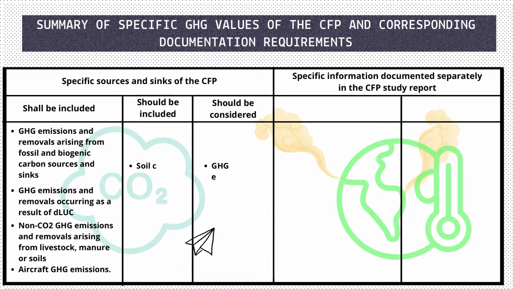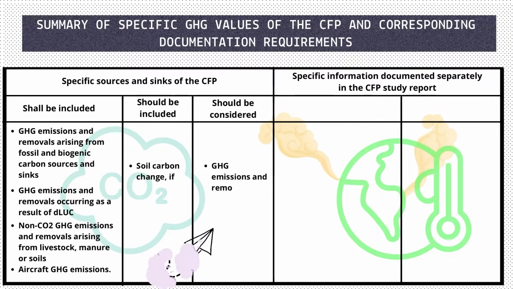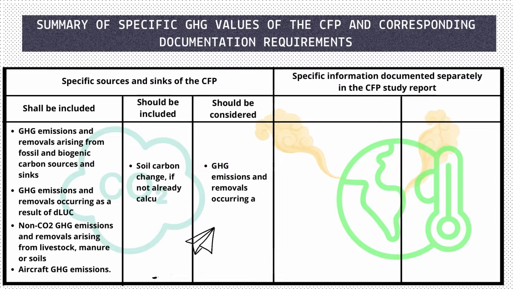Right now, we are going to see what should be included and what should be considered in specific sources and sinks of the carbon footprint. What should be included is soil carbon change only if it is not calculated as part of land use change. Then, what should be considered is greenhouse gases emissions and removals occurring as a result of indirect land use change.